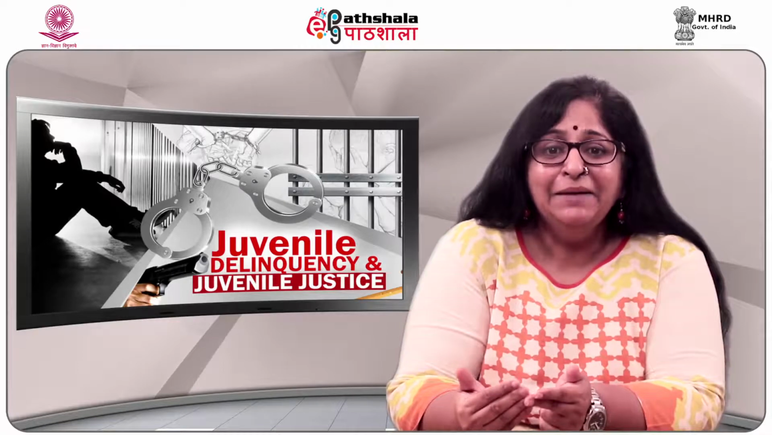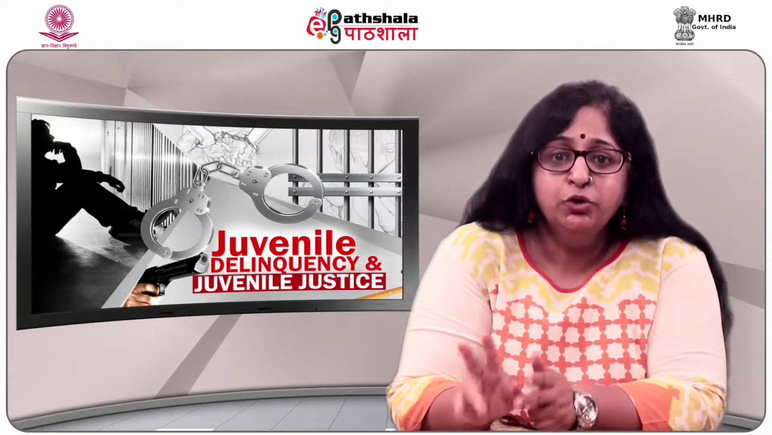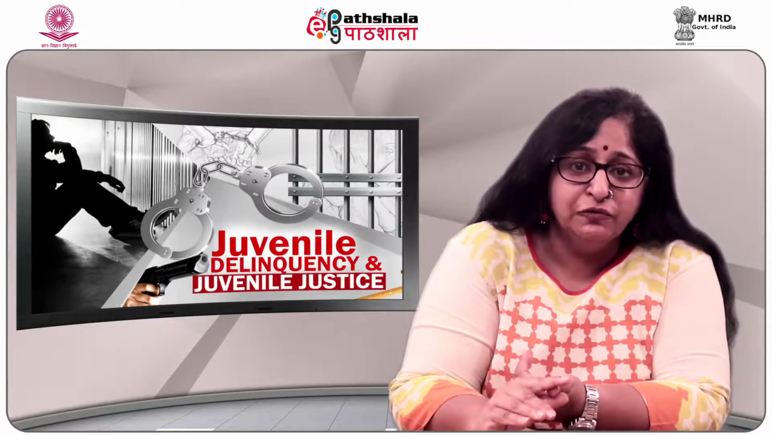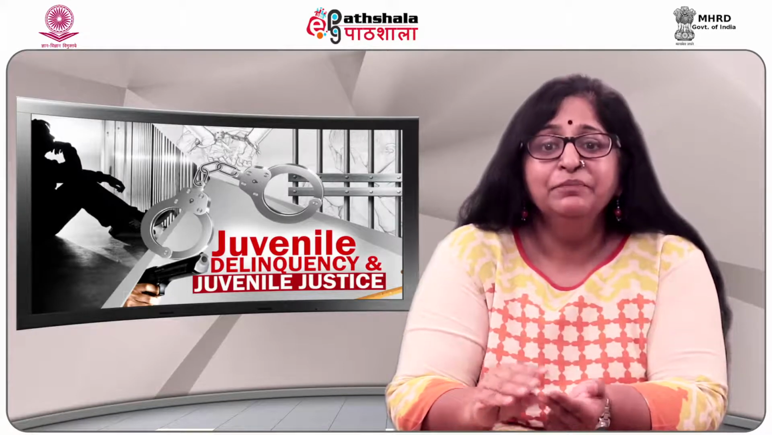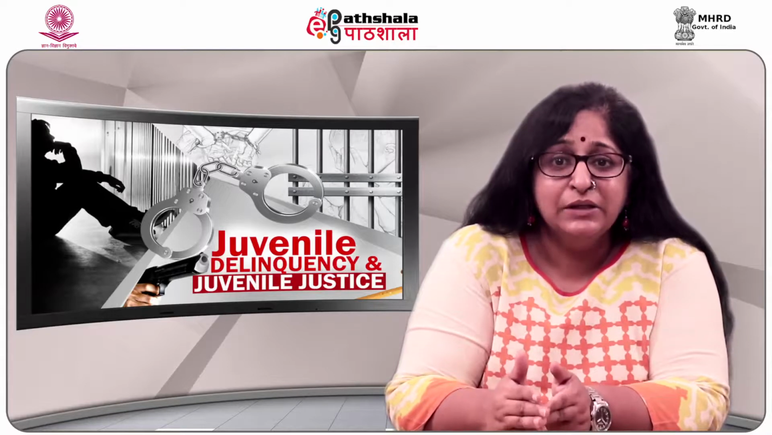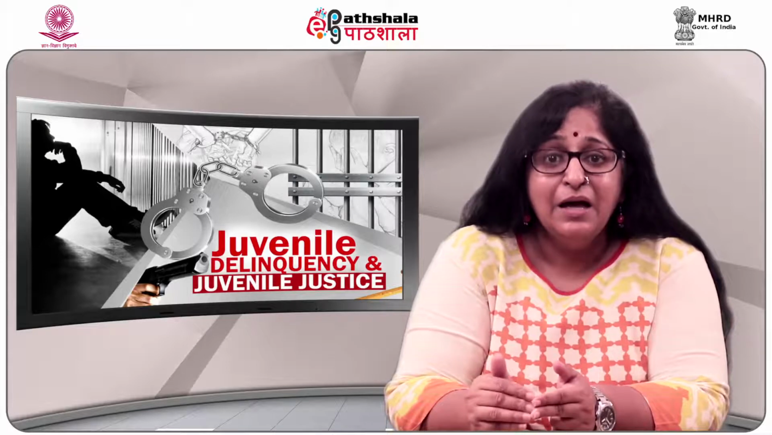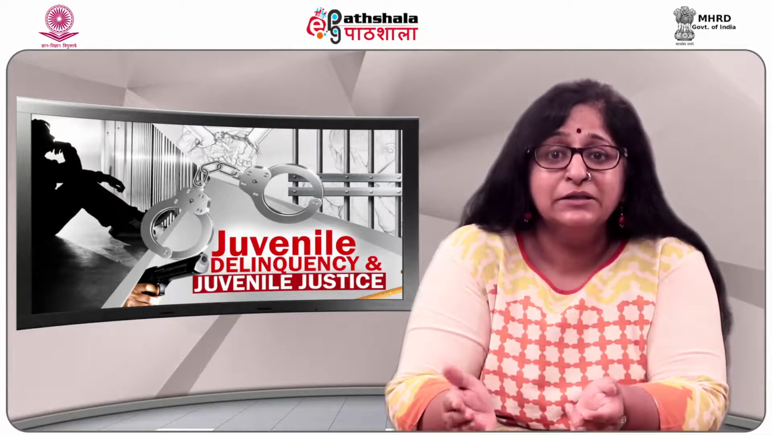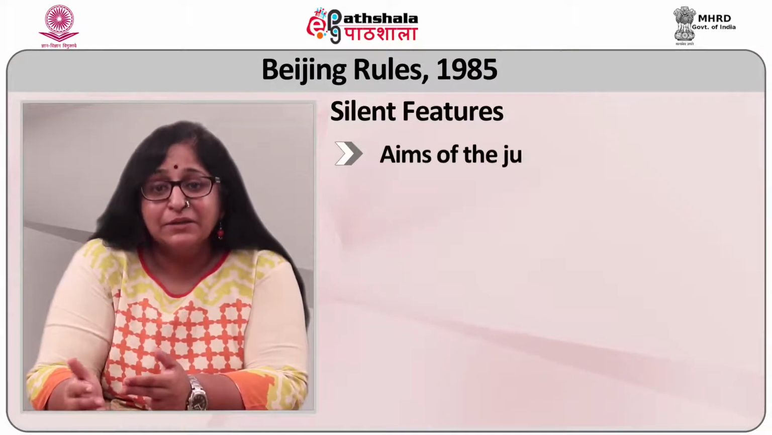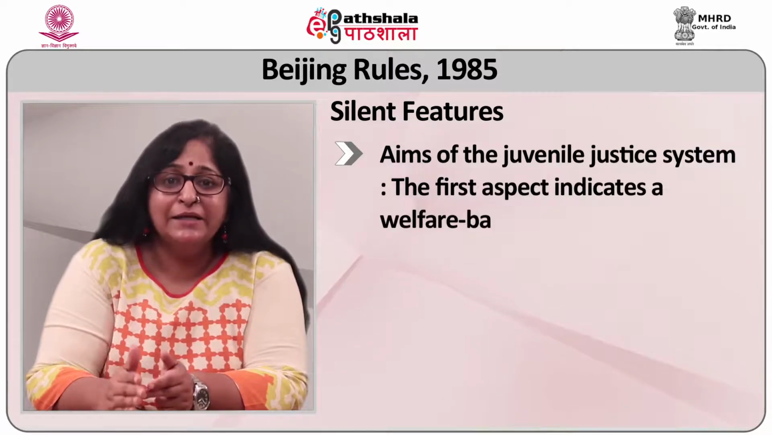Thirdly, the aims of the juvenile justice system. The rules state twofold aims. Firstly, promoting the welfare of juveniles, and secondly, encouraging states to respond to juvenile delinquents in a manner that is proportional to the offense committed as well as the context in which the juvenile committed the same. The first aspect indicates a welfare-based as opposed to a rights-based approach.